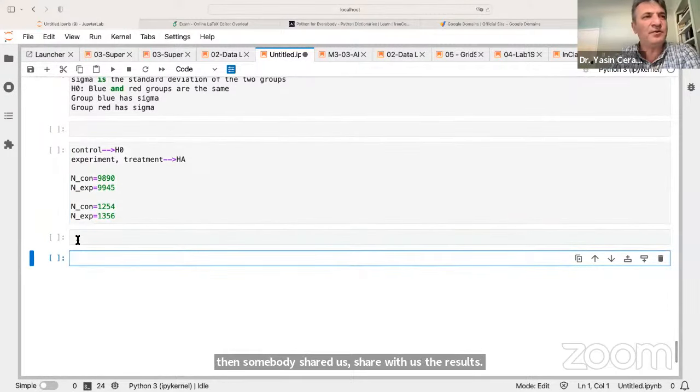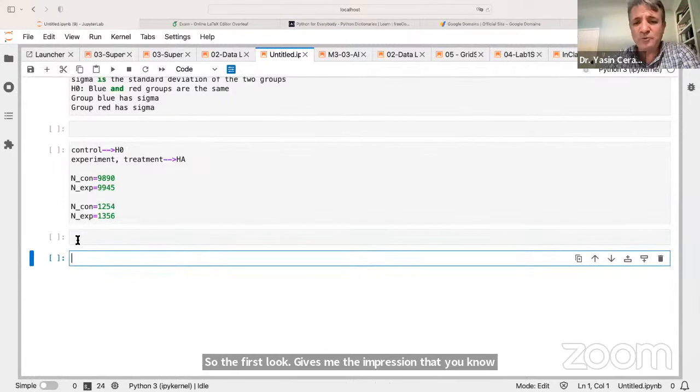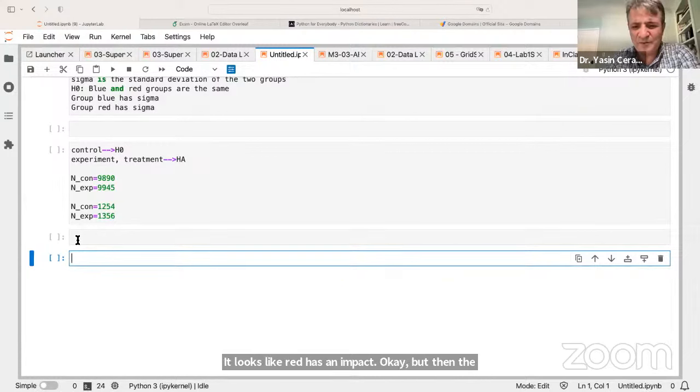The first look gives me the impression that the experiment group has more people clicking on the button. It looks like red has an impact. But the difference is not too high. It's a difference of about 100, less than maybe 6%. To me, it's significant. But statistically, is it significant? I just want to know that. That is why I'm evaluating this experiment. I want to make a decision on whether this experiment is statistically significant.